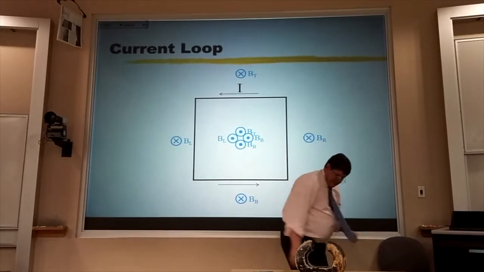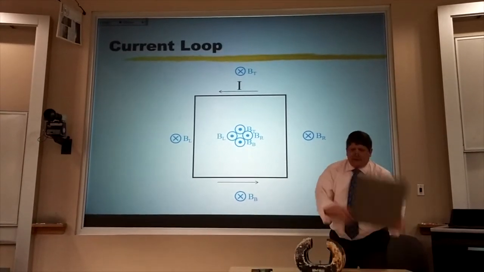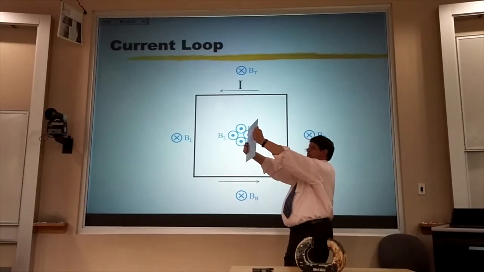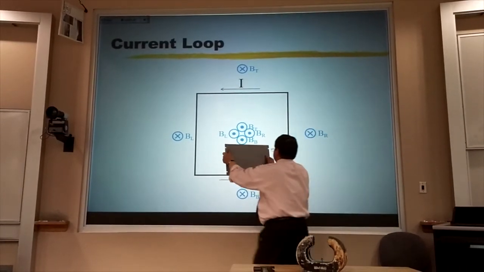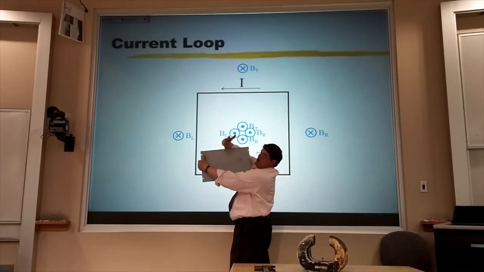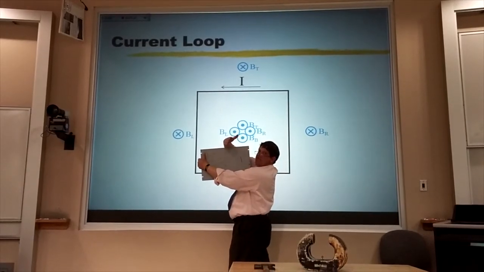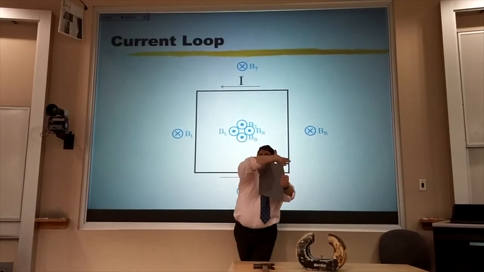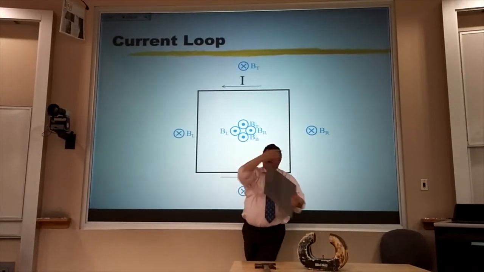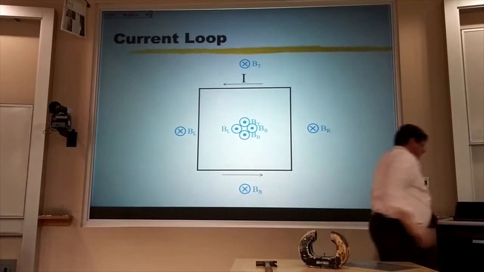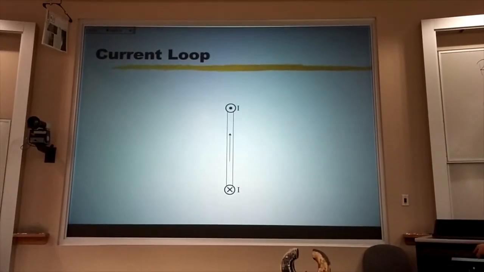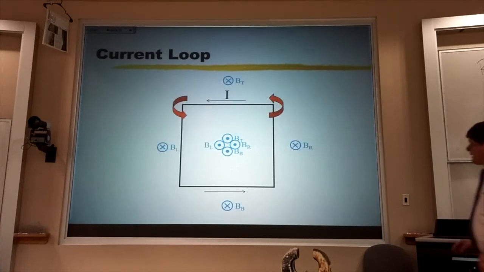Okay? As if, let's let this represent the loop. I'm going to turn it that way. Okay? Now, if a whole bunch of field lines are coming out towards you, imagine that coming out towards you. When I turn this way, those field lines are going to be pointing towards the open door, are they not? So I'm going to rotate that, and that's what it looks like. Well, let's think about this.